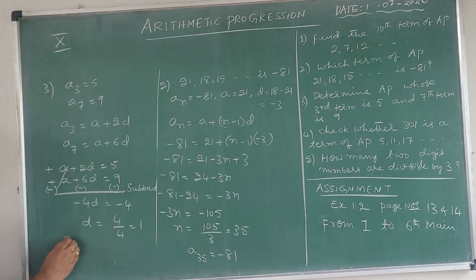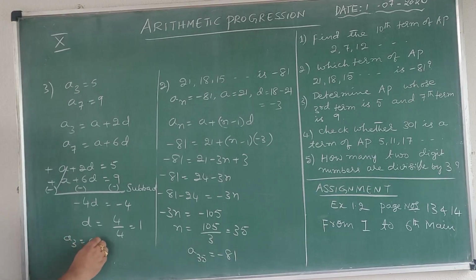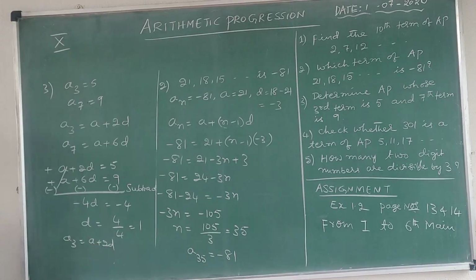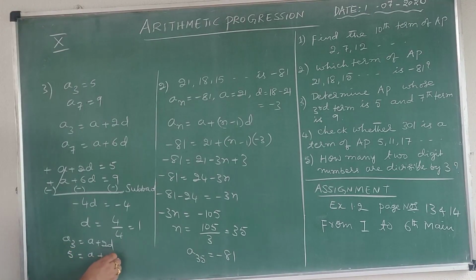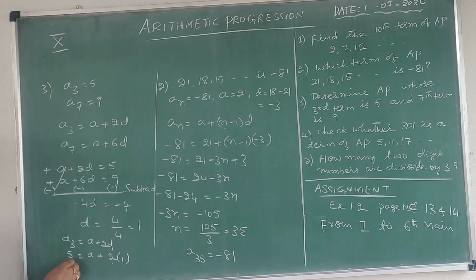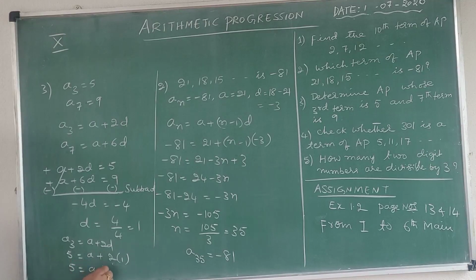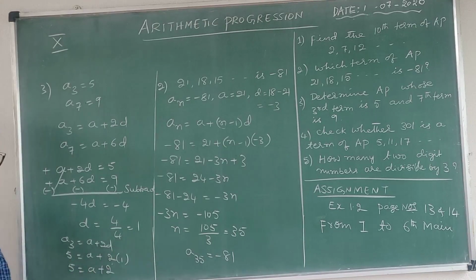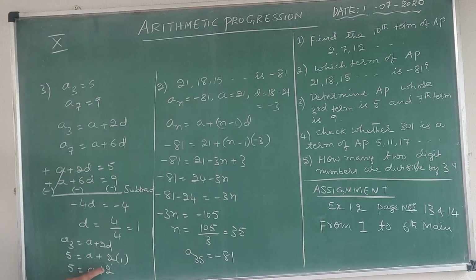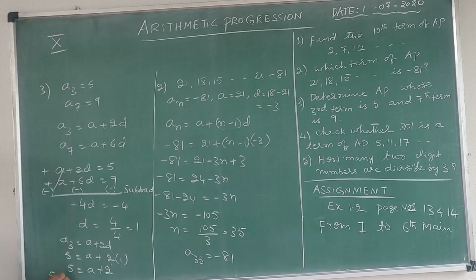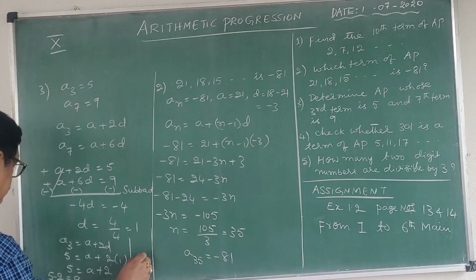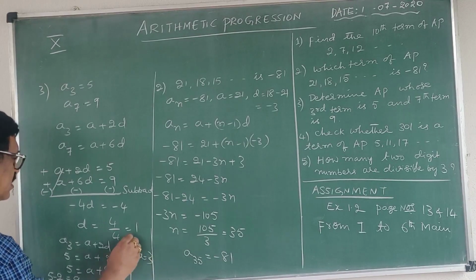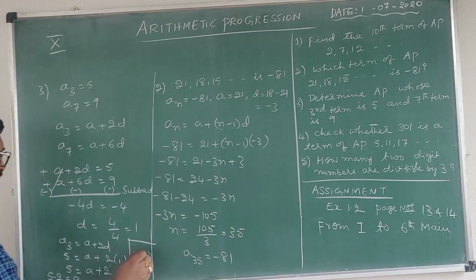I take this A3 equals A plus 2D. And A3 is 5, is equal to A plus 2 into 1. So 5 equals A plus 2. If I shift this 2 to the left hand side, 5 minus 2 is equal to A. Therefore, A is equal to 3. We got the value of A as 3.